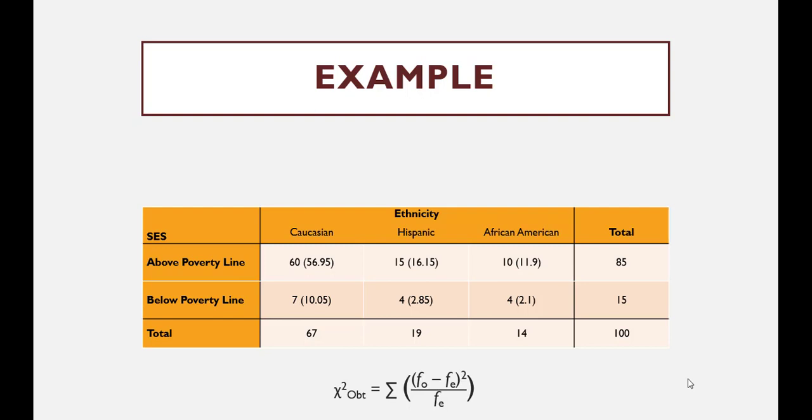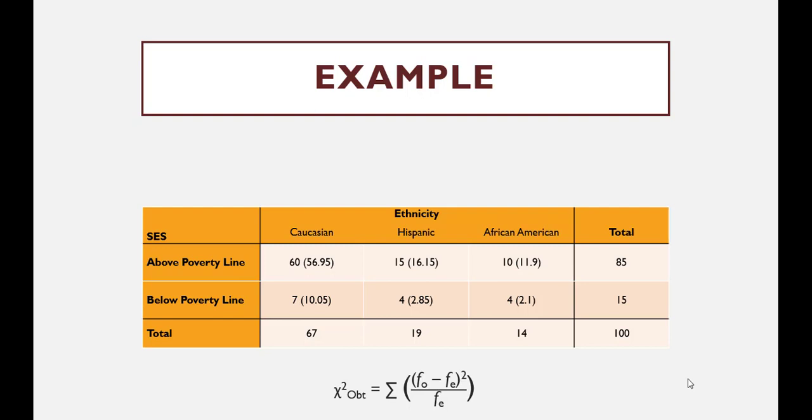above the poverty line, if there was the same percentage of people basically above the poverty line in each group. So 85% of the Caucasian people were above it, 85% of Hispanic people were above it, 85% of African American people were above it. What value would we expect under that condition? Well, we would expect that 56.95% of the Caucasian people, or 56.95 people, again, I can go back and forth easily because I have 100 people, would be above that threshold. 16.15 Hispanic would be above, and 11.9 African American would be above.